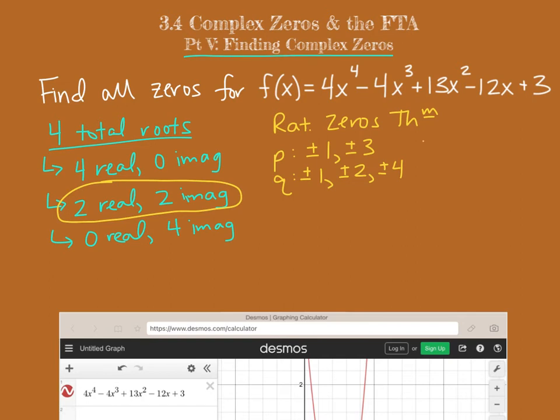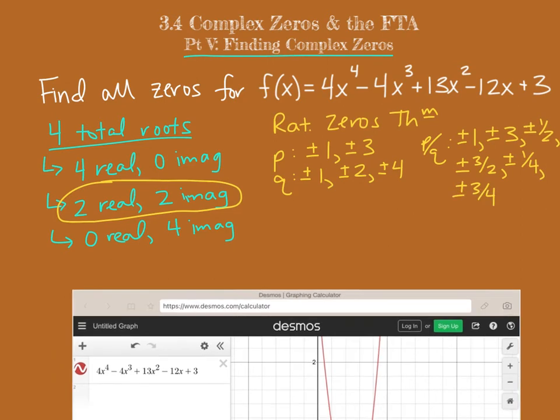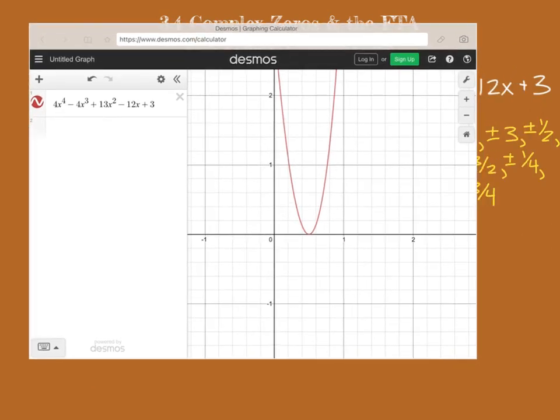When we list all of our p over q's, we'll list everything over 1, so 1 and 3 over 1. Then we'll list them over 2, so plus or minus 1/2, plus or minus 3/2. Then we'll list them all over 4, plus or minus 1/4, and plus or minus 3/4. Let's see what this looks like here. It looks like we're at a half.